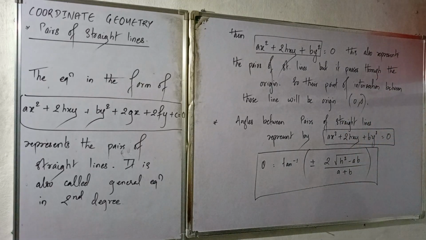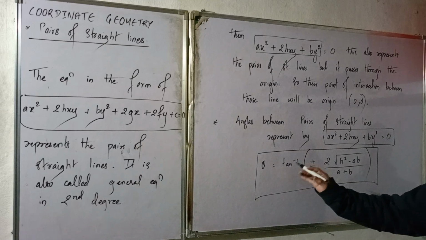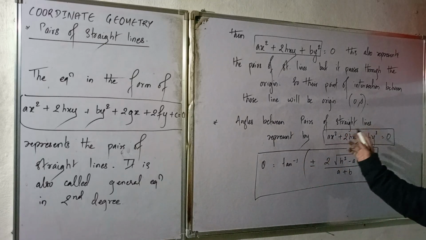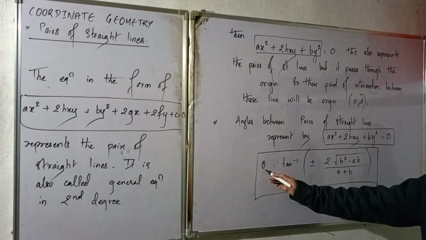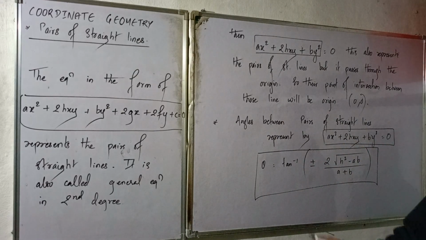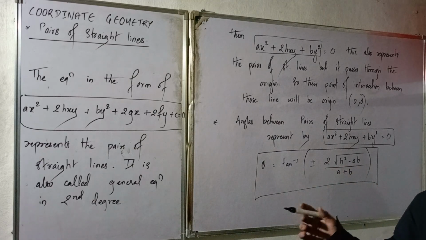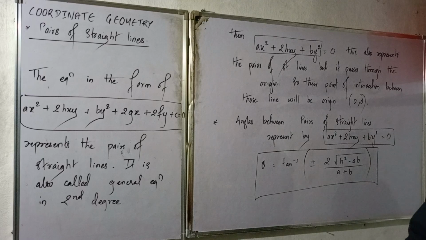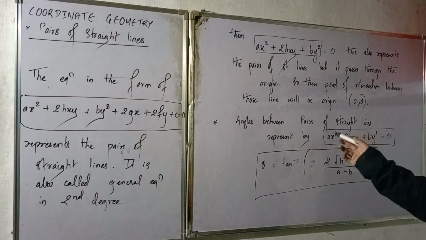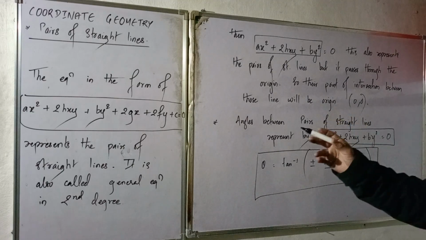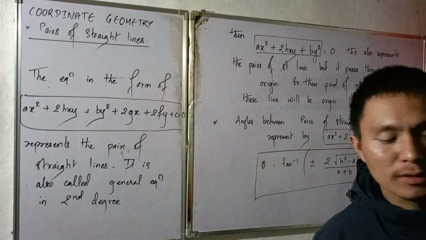Okay, so this is the formula for how to find the angles between the pair of straight lines represented by this. This theta represents the angle, and this formula will give you the angle between the pair of straight lines represented by this. So after this, let's move on to the condition for perpendicularity and condition for parallelism.